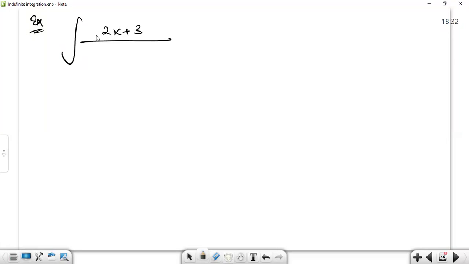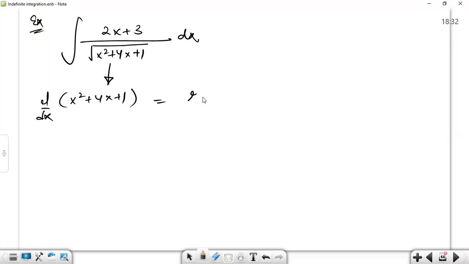x plus 3 divided by x square plus 4x plus 1, multiplied by dx. So it is the same. Now what we'll try is to first differentiate the denominator. Its differentiation will be 2x plus 4. So we will try to represent the numerator in this form. The numerator has 2x plus 4, so how can we make 3 as 4?